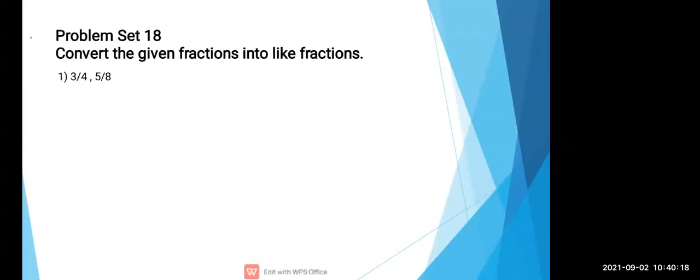Okay students, now we'll start with the problem set. That is problem set 18. Convert the given fractions into like fractions. Now here some fractions have been given. You are going to convert those fractions into like fractions. लाइक फ्रैक्शन मीन्स व्हाट, जहां पे डिनोमिनेटर क्या करना है हमको, equal करना है. What we have to do, we have to make our denominators equal. So let's start with our practice set 18 first sum.